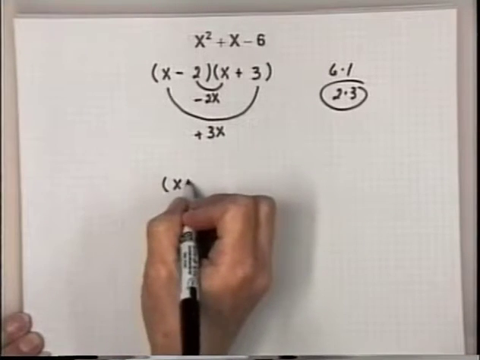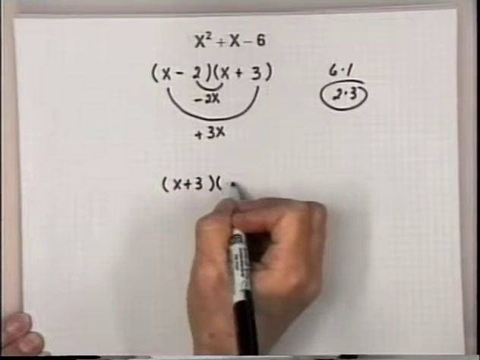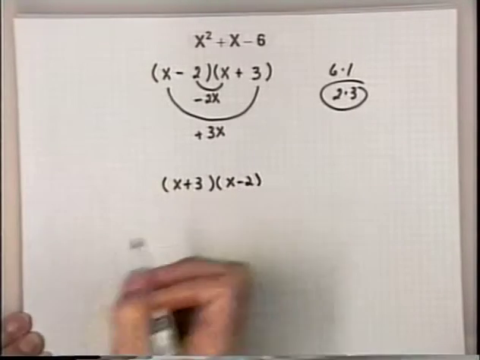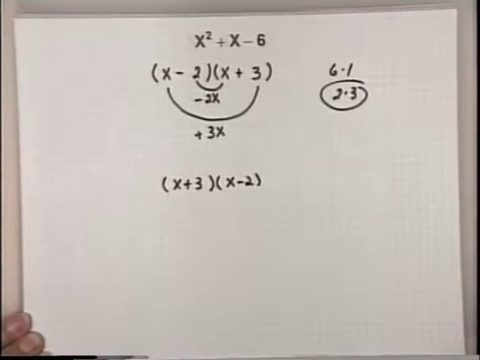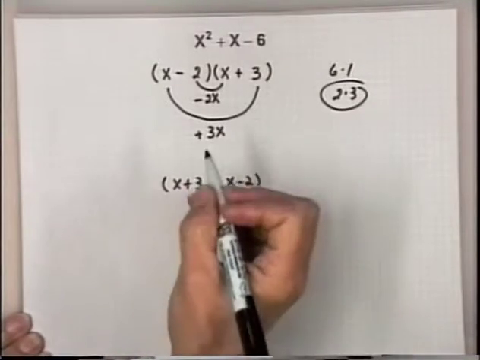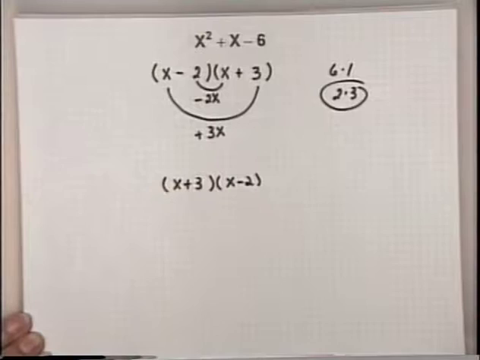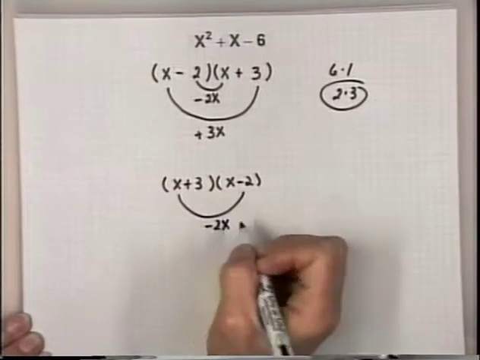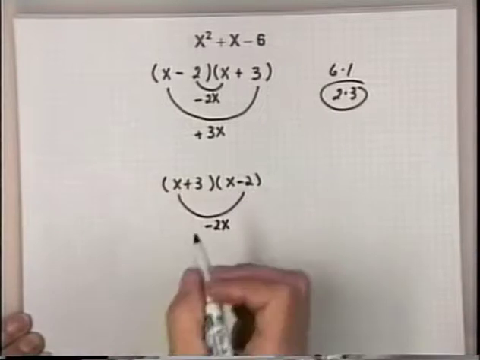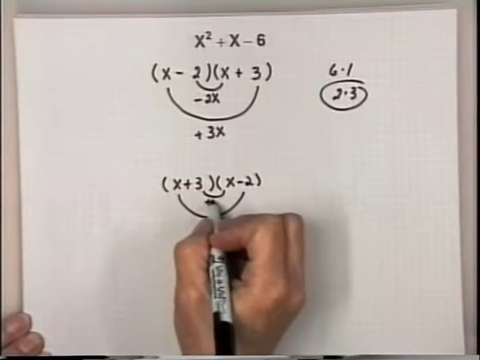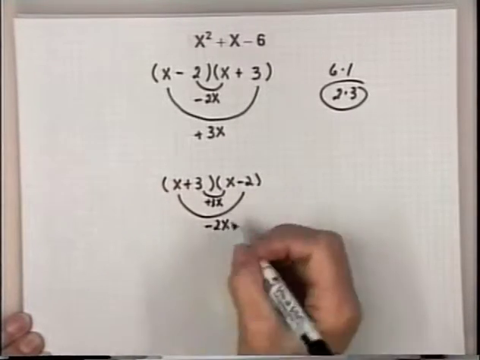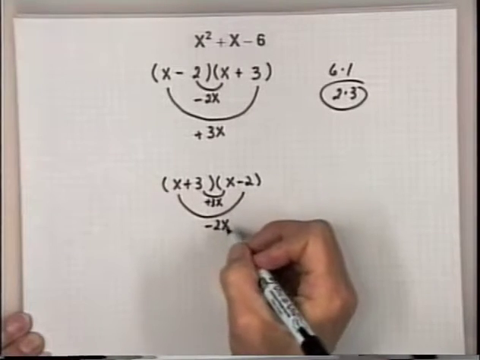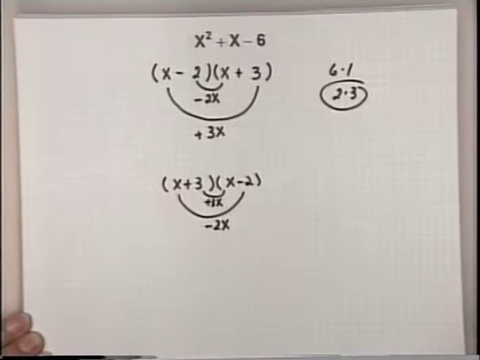Remember, if I write x plus 3 first and x minus 2 second, I would still have a correct factorization because these are the same factors, but just in a different order. The thing that would be different here is that my outside product would be negative 2x, my inside product would be positive 3x, but these still give me a positive 1x for that middle term.